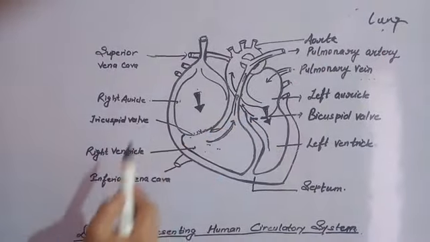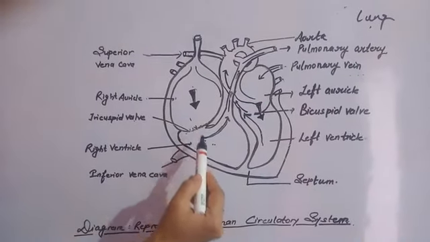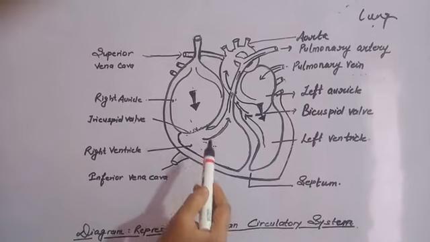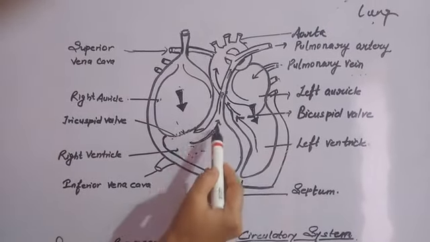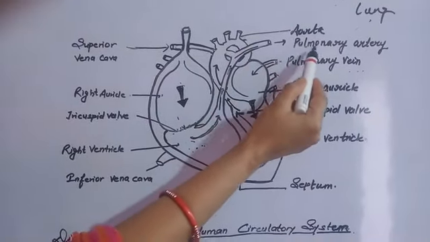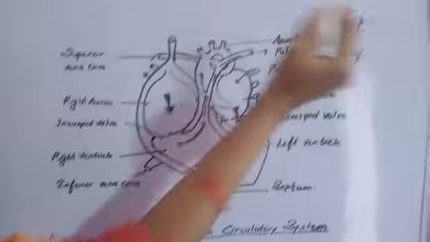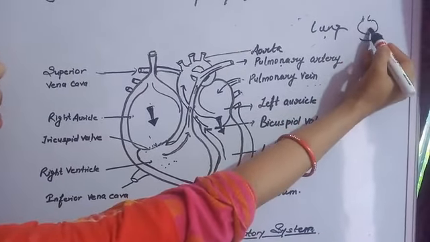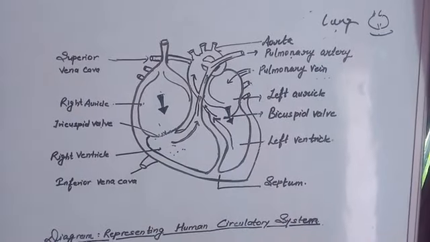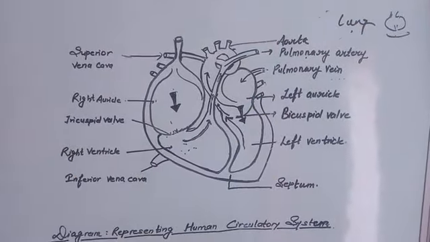This deoxygenated blood enters from the right auricle through the tricuspid valve into the right ventricle, and when pressure generates and the right ventricle pumps, the blood enters the pulmonary artery. The deoxygenated blood enters through the pulmonary artery into the lung. Here millions of alveoli are present. Gas exchange takes place, and the deoxygenated blood is converted into oxygenated blood.